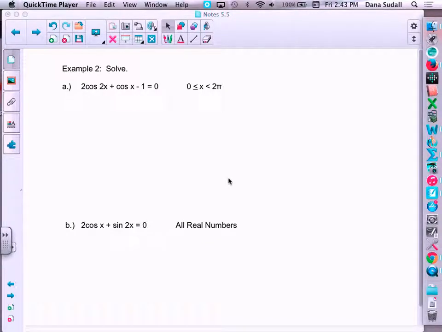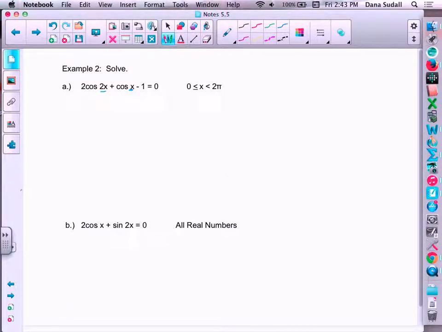All right, solving the equations that involve double angle identities. In order to solve an equation, the angles have to match. So this angle is 2x, this angle is x. The angles don't match. So the first thing I have to do is make the angles both be either x or 2x. And you can't change the x into a 2x, but you can change cosine 2x into just an x. So if you look at your identities, cosine of 2x, you had three options.